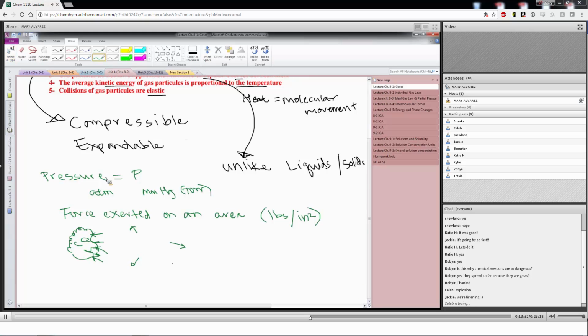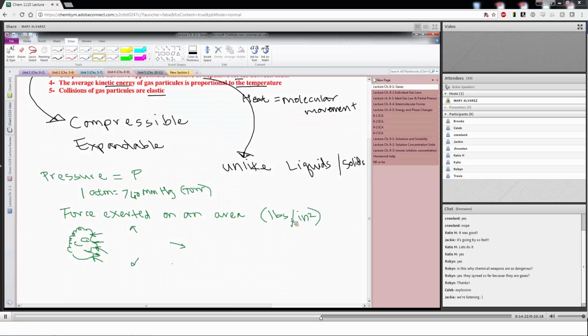1 atmosphere is the pressure that's exerted by the Earth's atmosphere at sea level. And 1 atmosphere is equal to 760 millimeters of mercury, or torr. This is where pressure was initially recorded, basically in a barometer, which is kind of like a thermometer, but for measuring pressure instead of temperature. And you're going to use this as a conversion factor, and I will give it to you on the exam. I think it's on your equation sheet, but there's that.